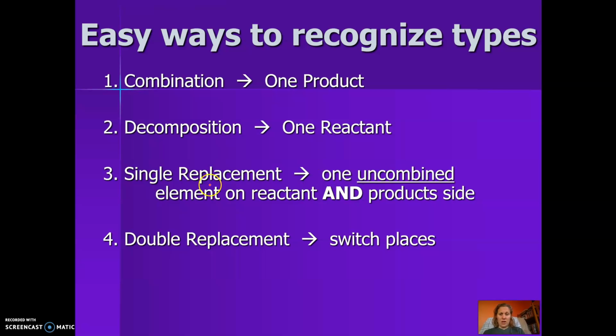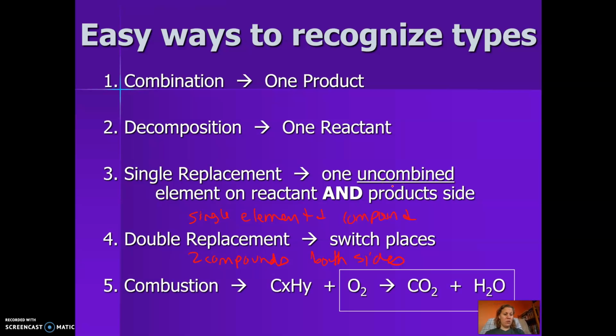So really this should say a single element plus compound on both sides. Double replacement, you'll see two compounds on both sides. And then a combustion reaction, the key part is really actually the whole thing. Just the CH plus O2. Pretty much if you see a CH compound over here, it's a combustion reaction. There's no guessing. So there you go.